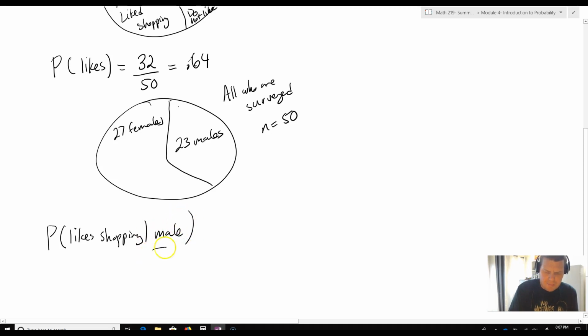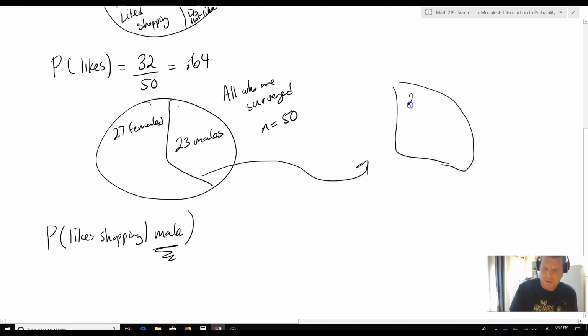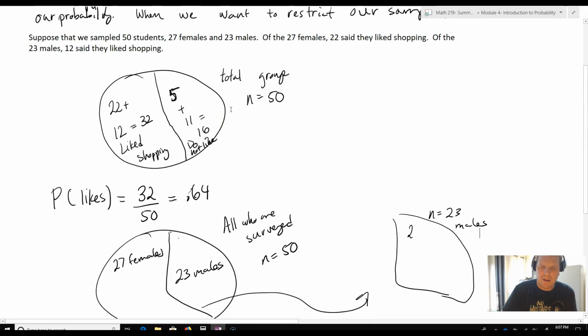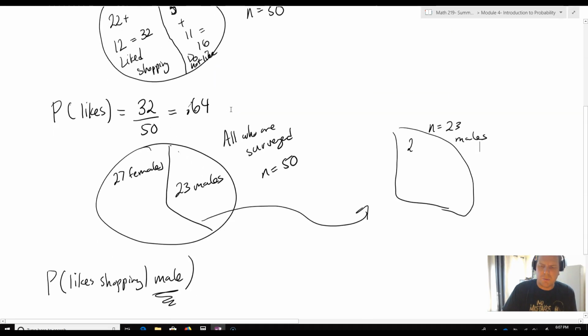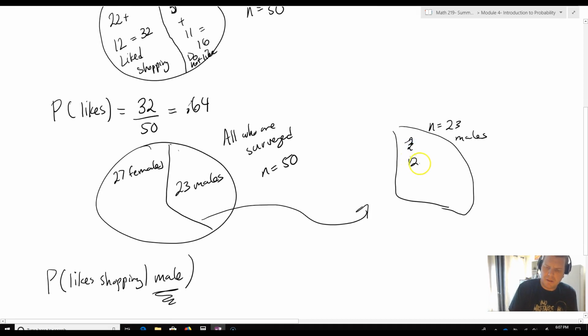So our new sample space is going to be this thing over here. Okay? So now we're only going to be looking at our 23 males. So now our new sample space is the n equals 23 males. And of that grouping, we've got some different numbers. We had 12 that said they liked shopping, and that means 11 said they did not.